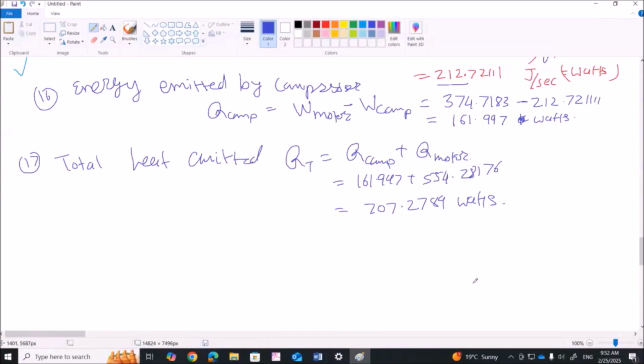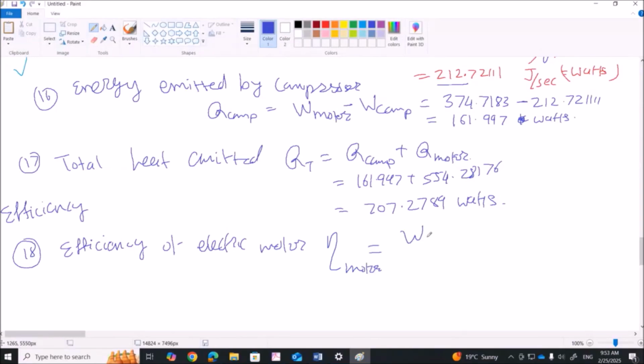Now all input and output energy I calculated. Now we'll come to the efficiency section. So first I will find the efficiency of the motor, which is output by input always. Efficiency of motor, W motor. What is input? Electric current, WEL. So this is not memorized. The diagram is in my mind.